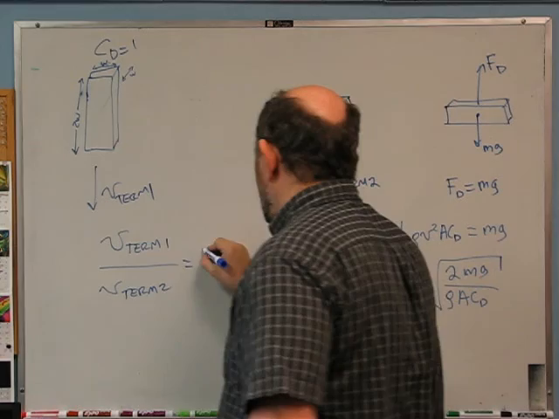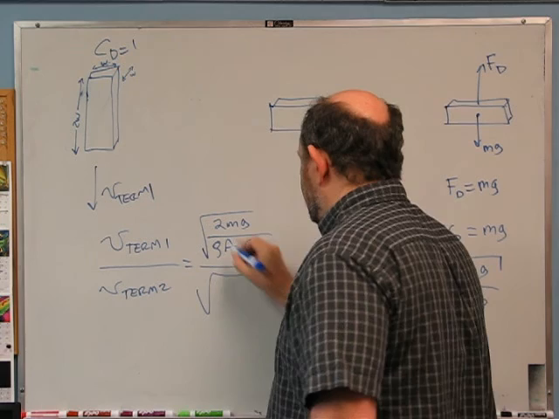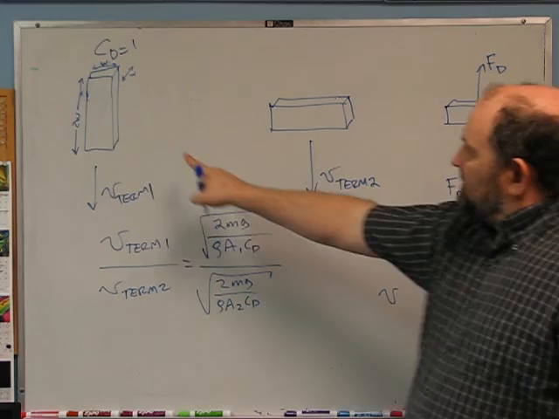2mg over rho A1, because that's different, so I have to give it a subscript. And put in for V term 2, 2mg divided by rho A2 CD. So all I've done is I said, all right, I know what the terminal velocity is in general. The cross-sectional area is different in these two cases.